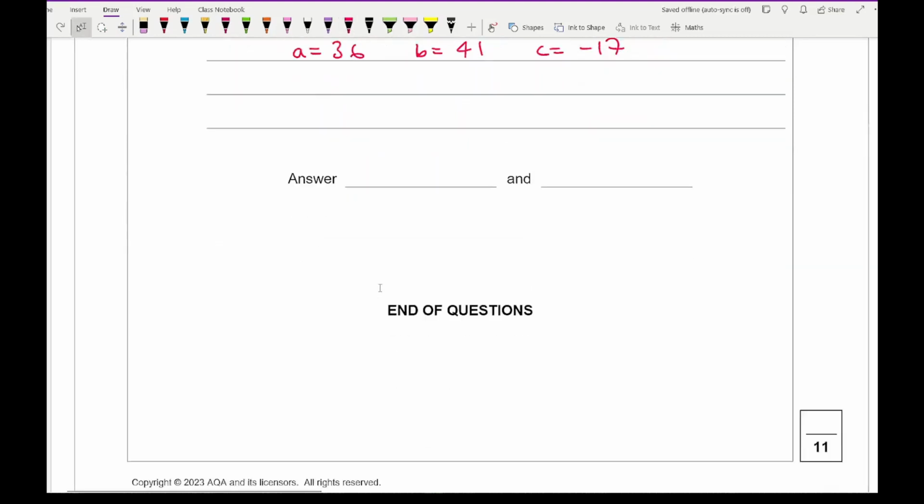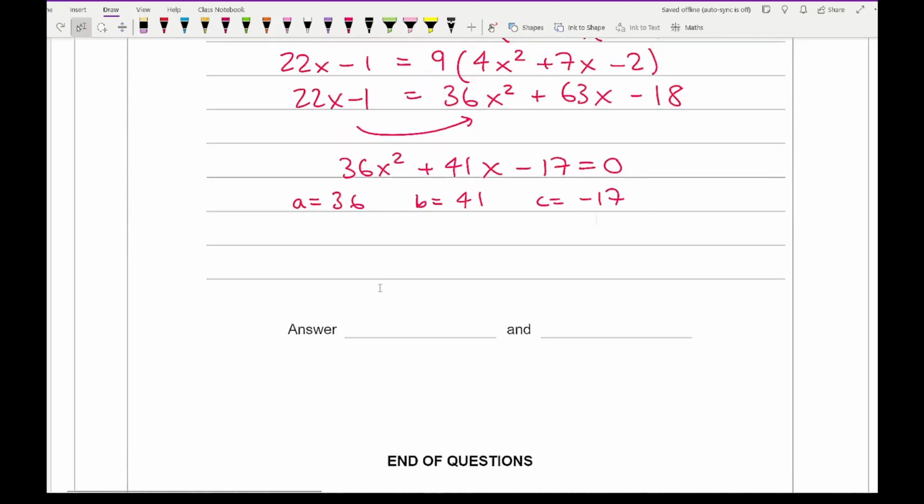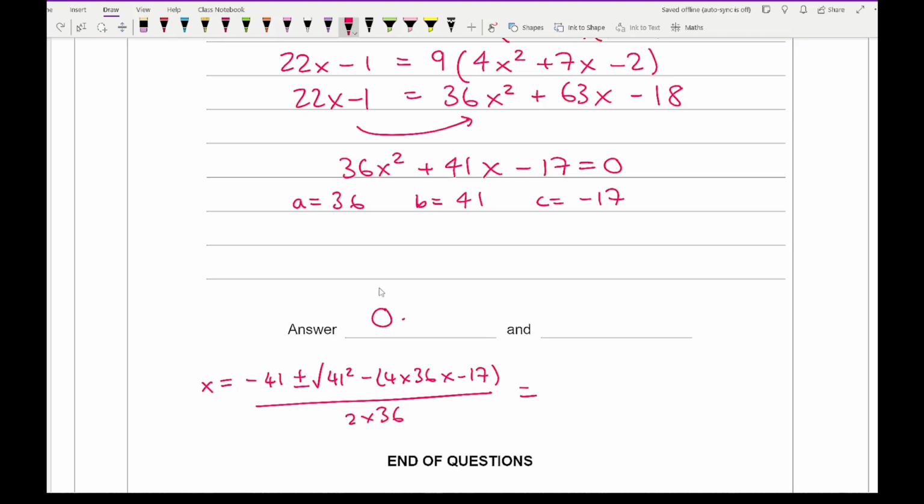So from this, what I then want to do is substitute those into the quadratic formula. So x equals minus 41 plus or minus the square root of 41 squared minus 4 times 36 times minus 17, all divided by 2 times 36. Now again, if you've done this correctly, you should have answers of 0.32 and minus 1.46, and those answers have been rounded to 2 decimal places.